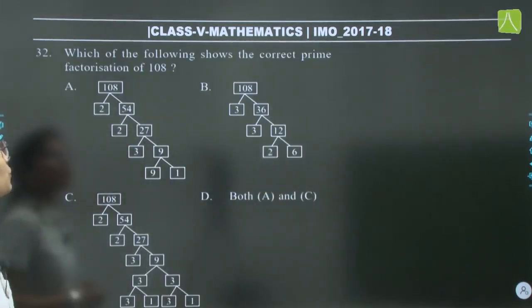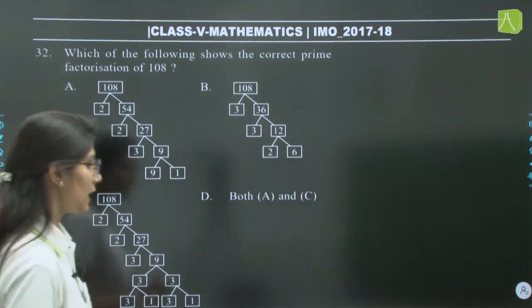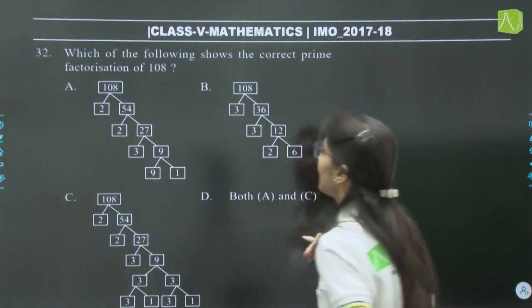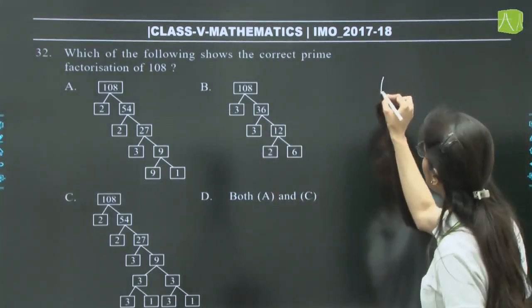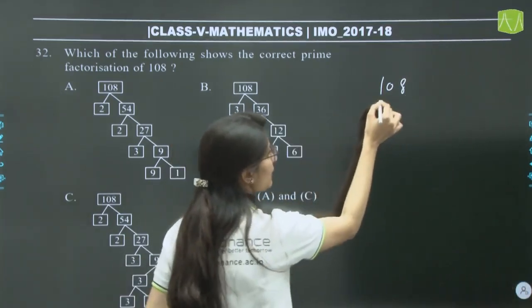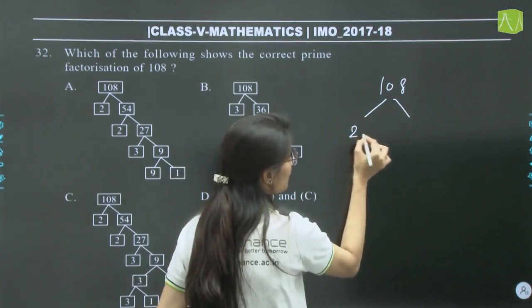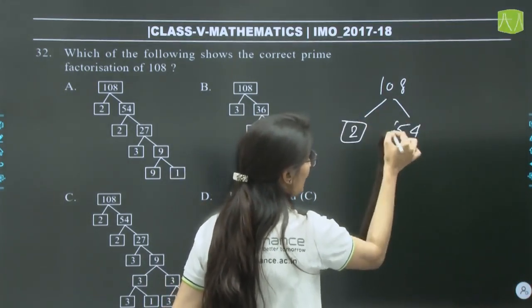Which of the following shows the correct prime factorization of 108? So we have four options. We have to check which is the right prime factorization of 108. So we'll just see here. If you write 108, how can you break it? This 108 can be written as 2 multiplied by 54. So the first two factors will be 2 and 54.